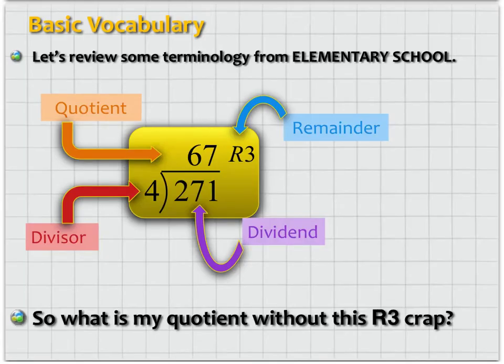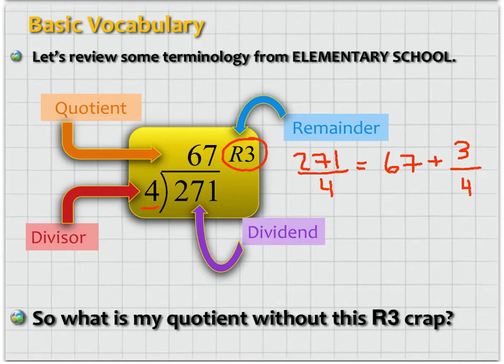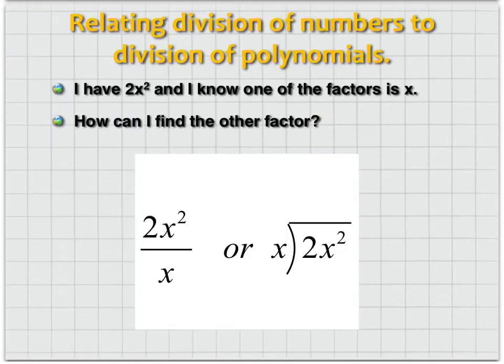So here is some basic vocabulary that we need to review when it comes to long division. Underneath the division bar, we have our dividend. What we're dividing by is our divisor. What we end up getting is our quotient. And then what's left over is the remainder. Now remember, we don't leave it as R something. We want to know what that actually means. So when we do 271 and divide it by 4, what we get is 67 plus the remainder over your divisor, so 67 plus 3/4. And we could also write this as a decimal, and that is 67.75.